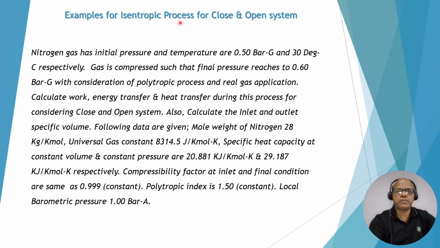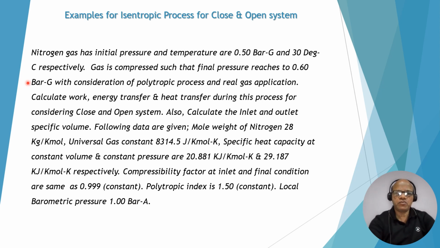Example for polytropic process for closed and open system. Nitrogen gas has initial pressure and temperature of 0.5 bar gauge and 30 degrees respectively. The gas is compressed such that the final pressure reaches 2.6 bar gauge. With consideration of a polytropic process and real gas application, calculate work, energy transfer, and heat transfer during this process for closed and open systems. Also calculate the inlet and outlet specific volume.